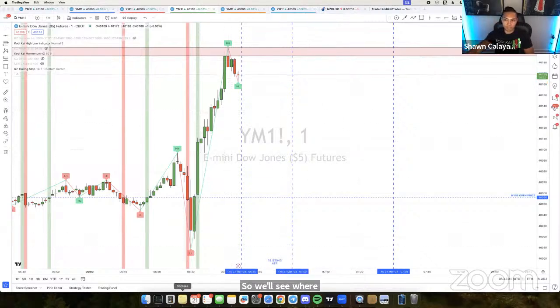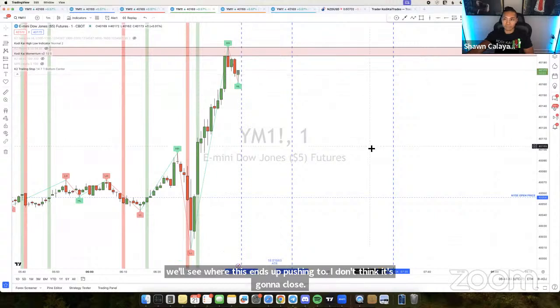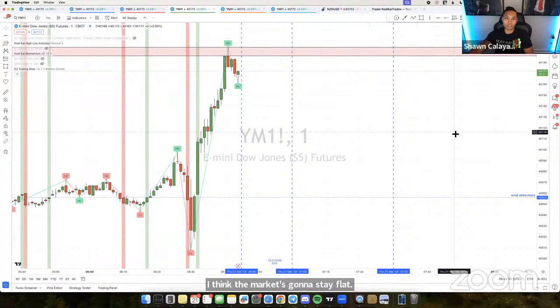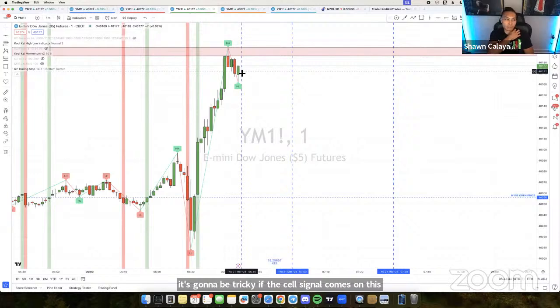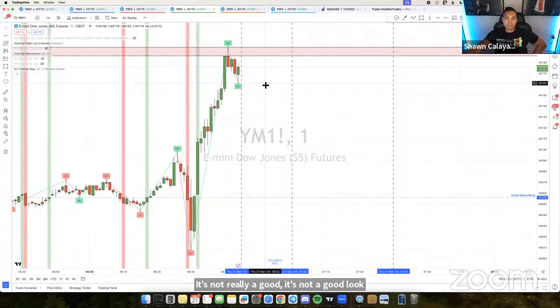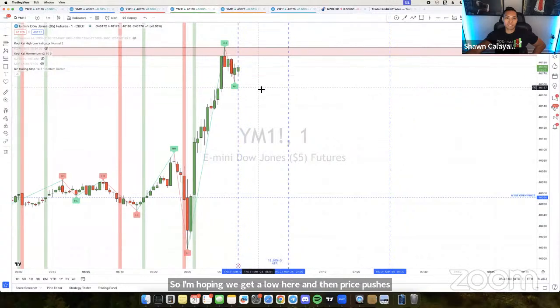So we'll see where this ends up pushing to. I don't think it's going to close. I think the market's going to stay flat. But if it does close, it's going to be a little tricky. It's going to be tricky if the sell signal comes on this candle or even on the next one, because I don't like taking trades when the momentum's based off news, right? It's not a good look. So I'm hoping we get a low here and then price pushes back up and we get another high, so there'll be no double bodies on either side. So I don't have to worry about it.